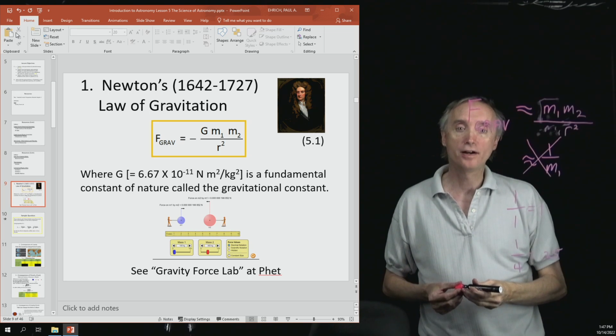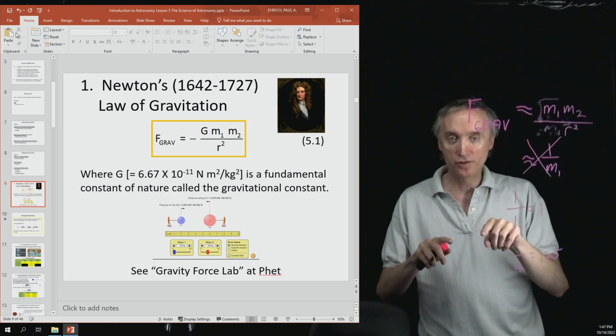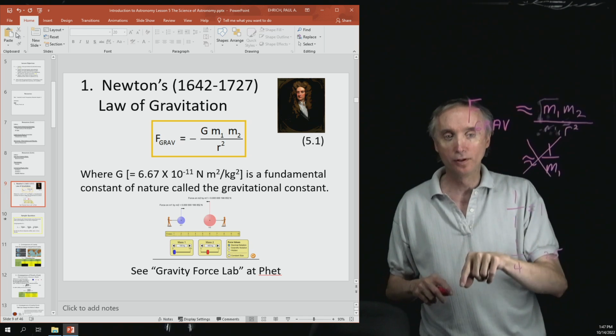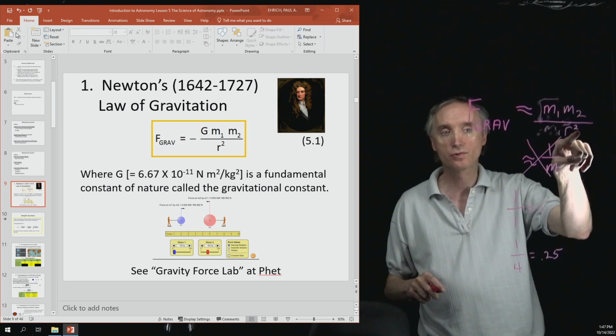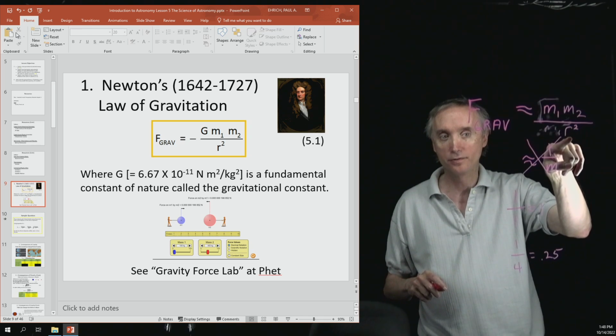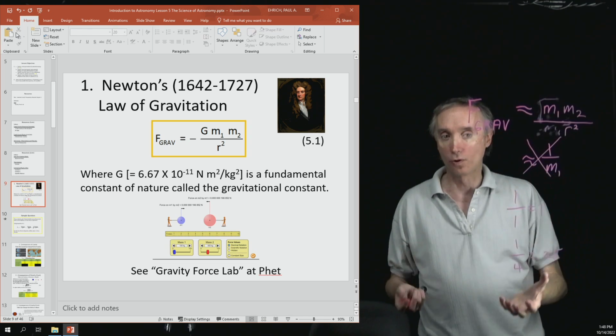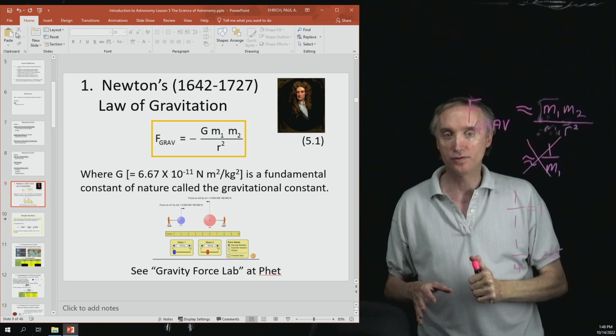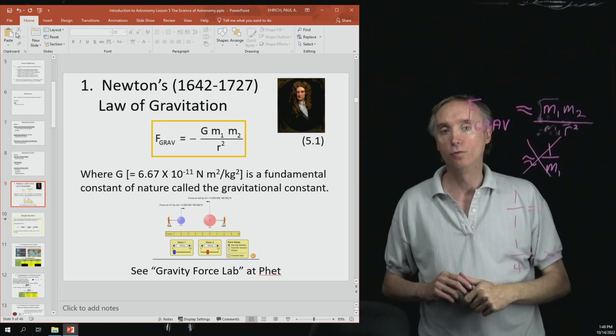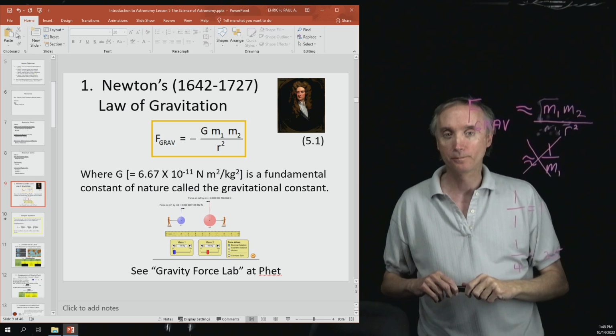Now you can verify this by using the ruler and doubling the distance. So what's 2 squared? That would be 4, but it's in the bottom part, so it's 1/4. So you should notice that the force of gravity decreases to 1/4 of what it was before.